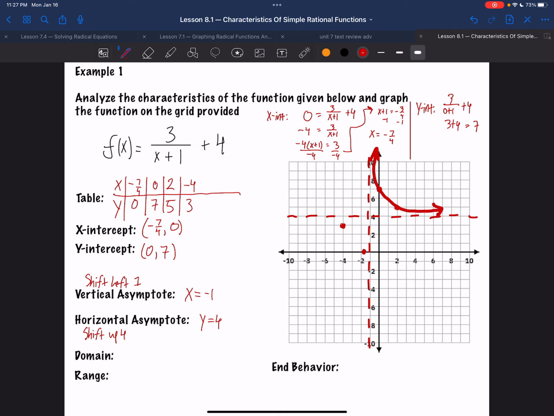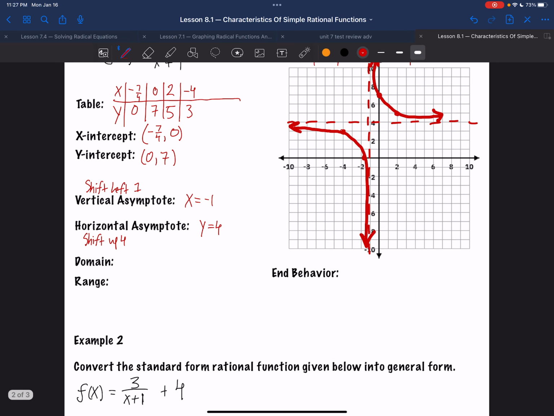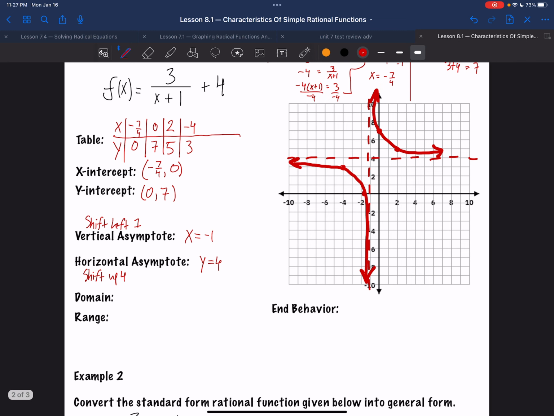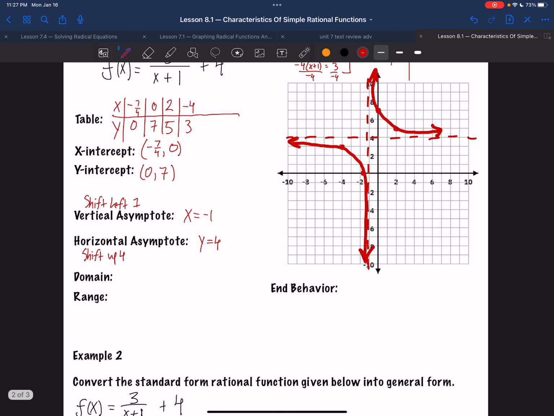Beautiful. Look at that. Nice. All right. Let's quickly analyze domain and range and end behavior.